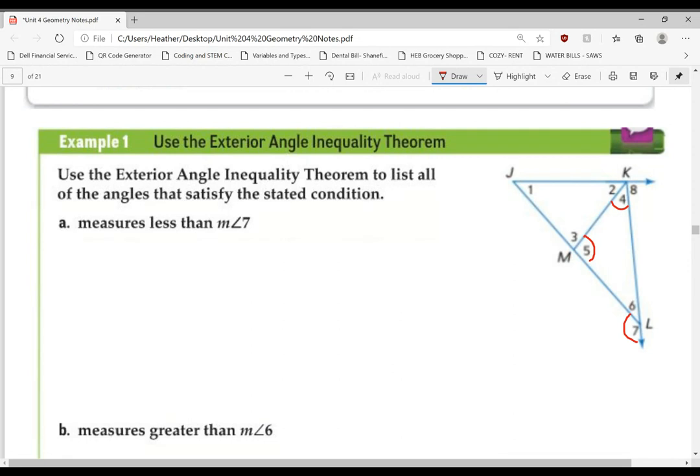Let me just make sure there's no other ones. Okay, and then also measure 1 and measure 2. So the measure of angle 1, angle 2, angle 4, and angle 5 are all less than the measure of angle 7.